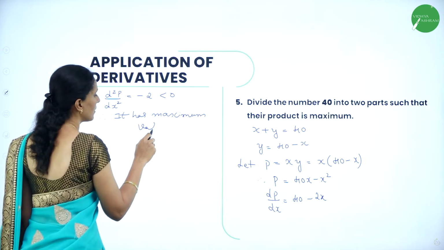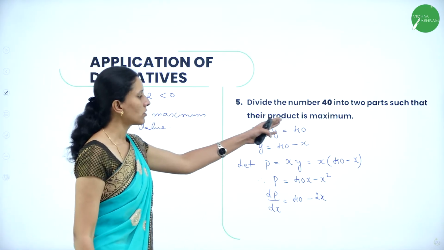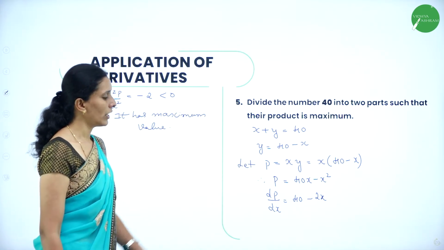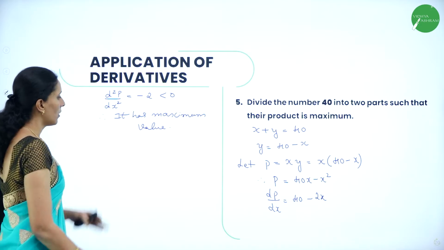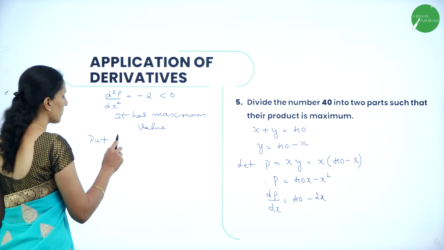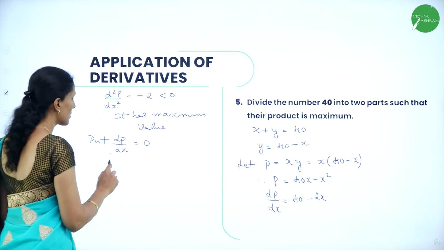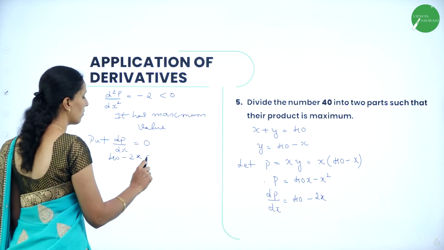value. That means, according to the given condition, the product is maximum value. So therefore, it has a maximum. Now, put dp by dx is equal to 0. So that is 40 minus 2x is equal to 0.